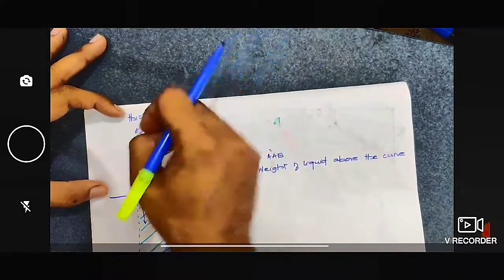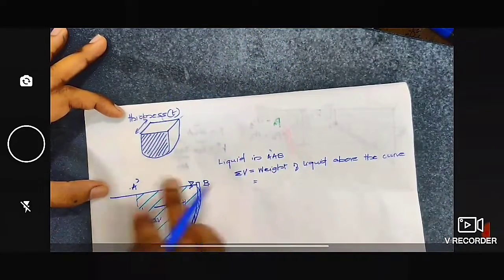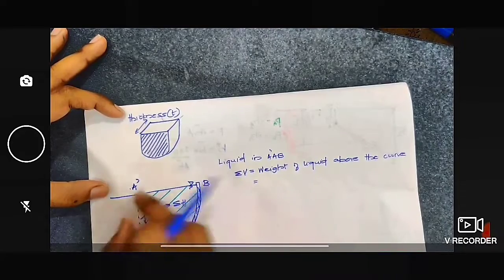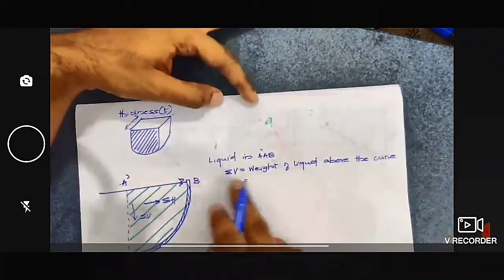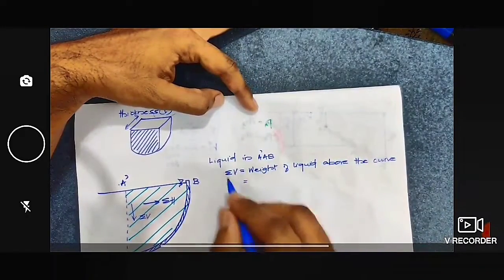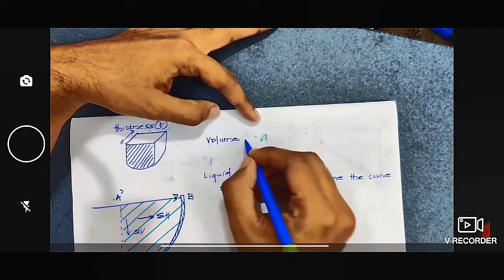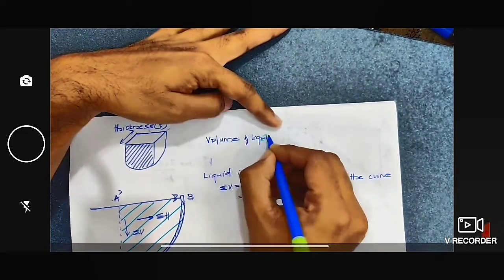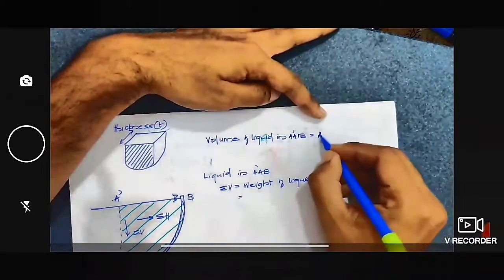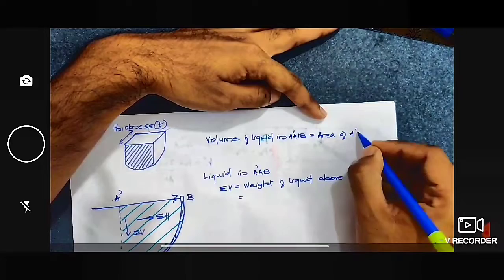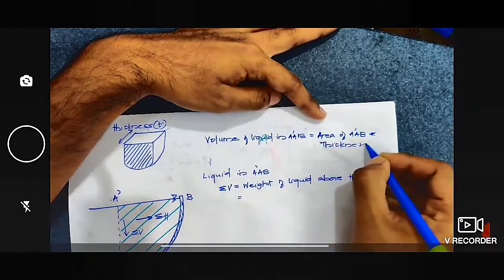So if you fill it with liquid, what's the volume of the liquid? The volume of the liquid will be the volume of this container. Similarly, you need to find the volume of liquid. First you have to find the area of this part. That area has to be multiplied by the thickness. So to find the volume of liquid in A dash AB, the volume is equal to the area of A dash AB multiplied by thickness. Then you get the volume.